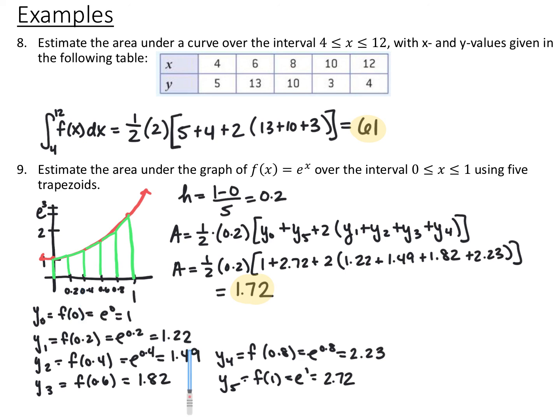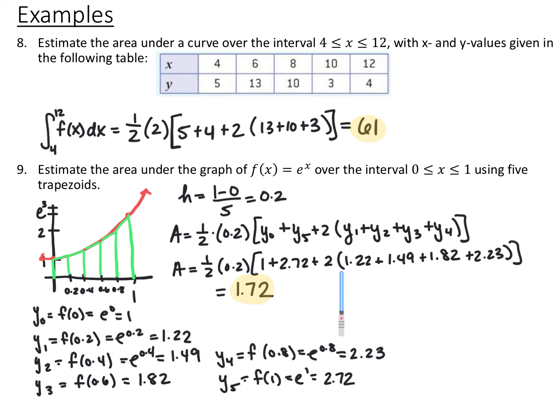and that was 1.49. If I move another 0.2 over, I'm at 0.6, which is going to be 1.82. Then if I move another 0.2 over, I'm at 0.8, which is 2.23. And then if I move another 0.2 over, we're at x equals 1, which is the end of our interval, and that's just e, or 2.72.